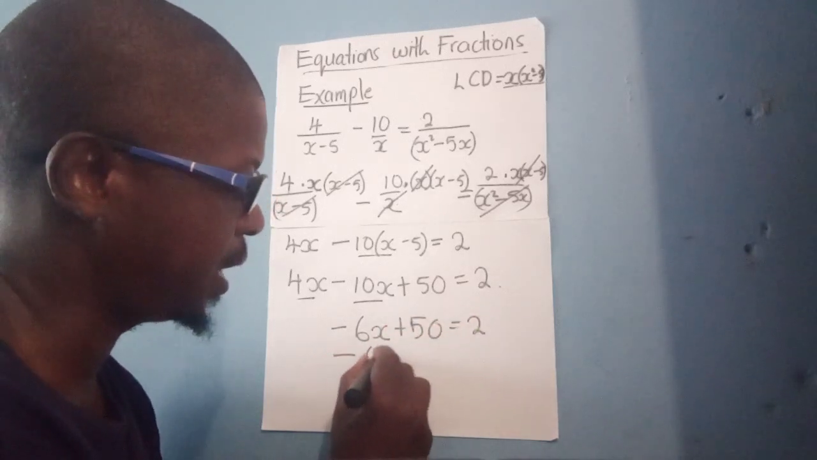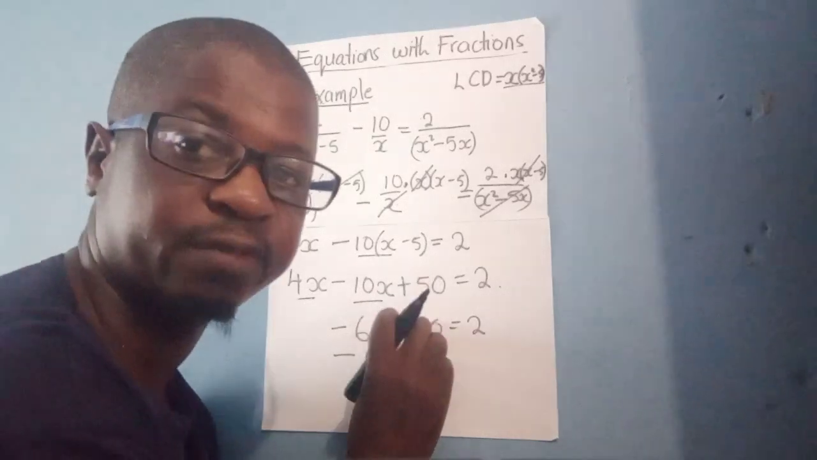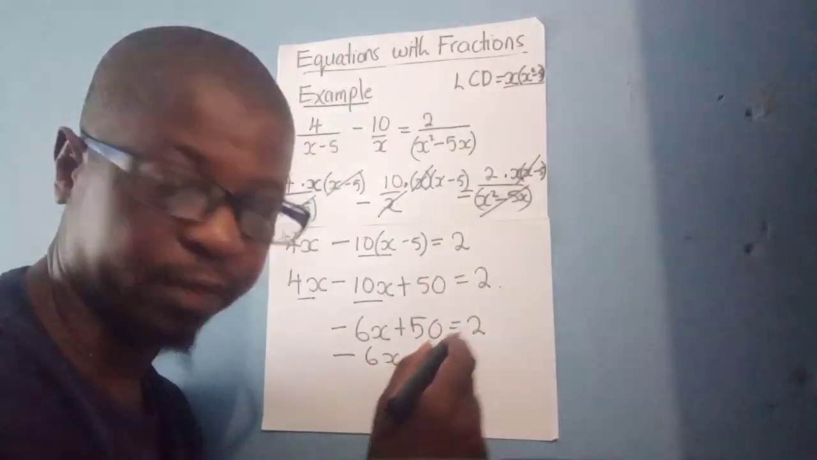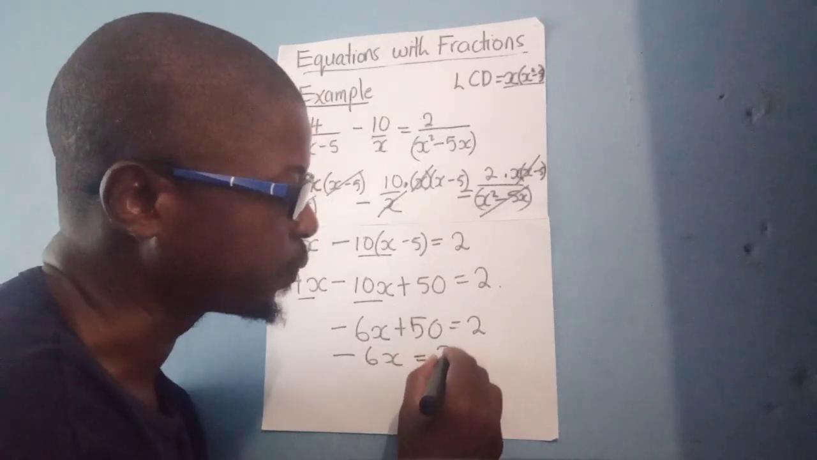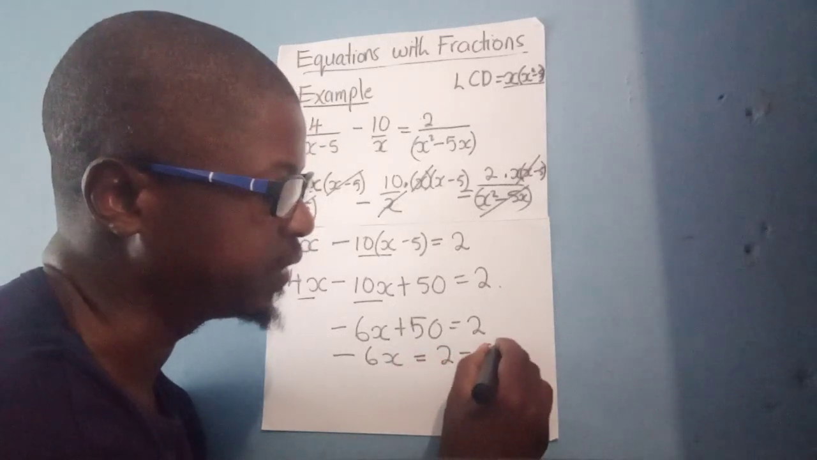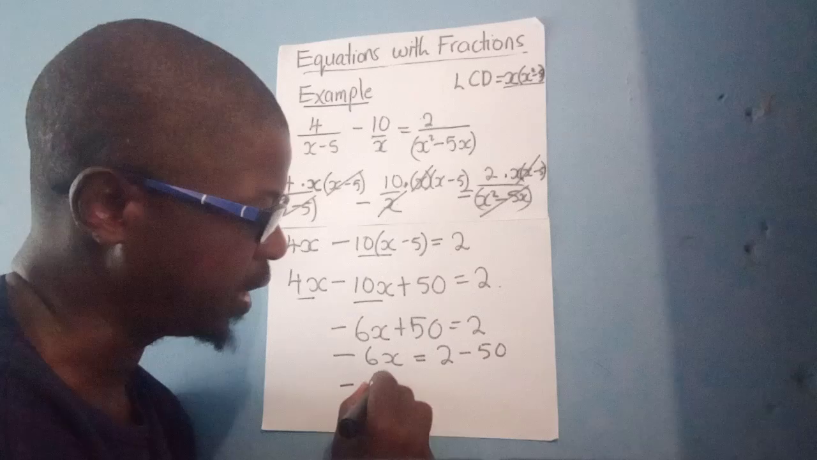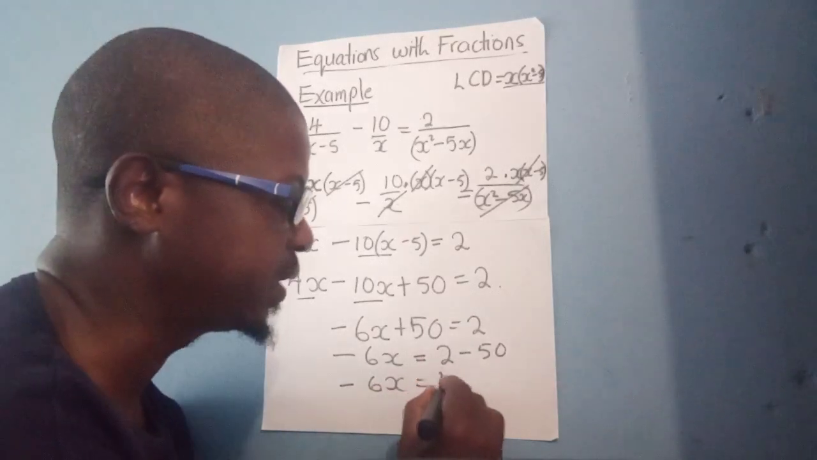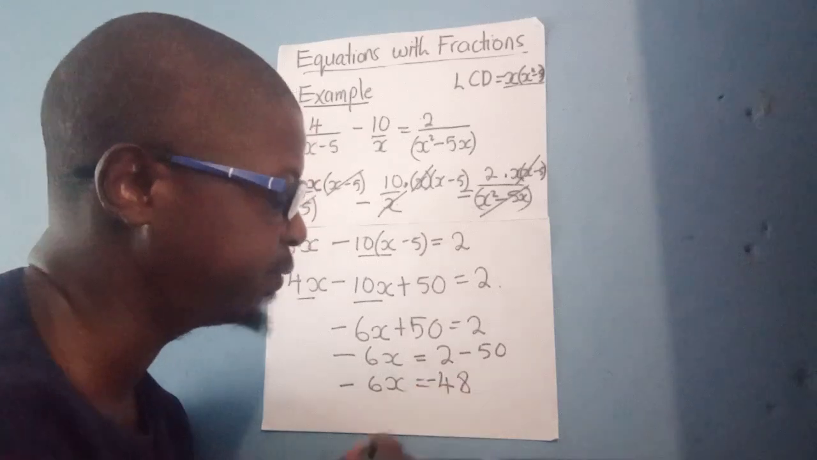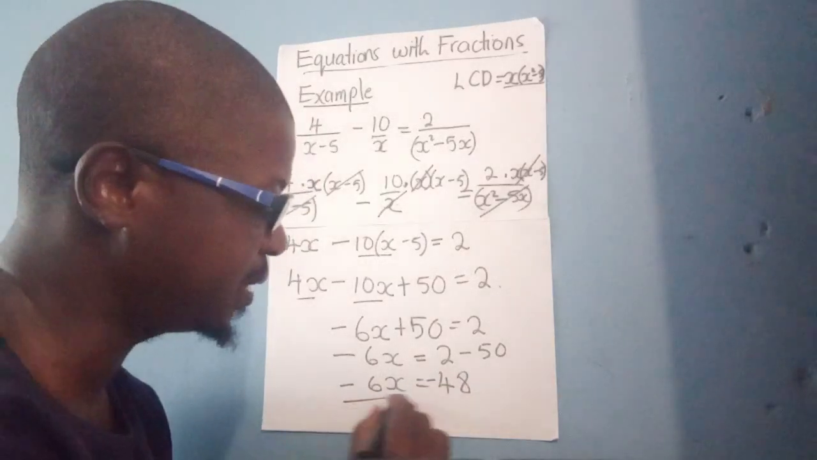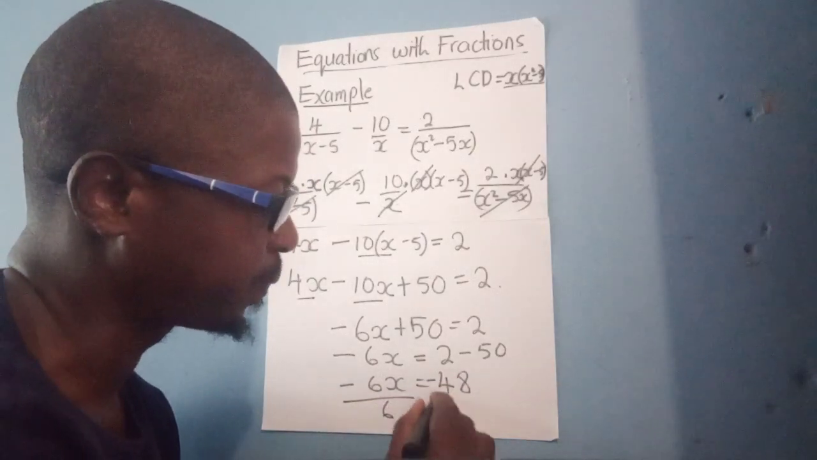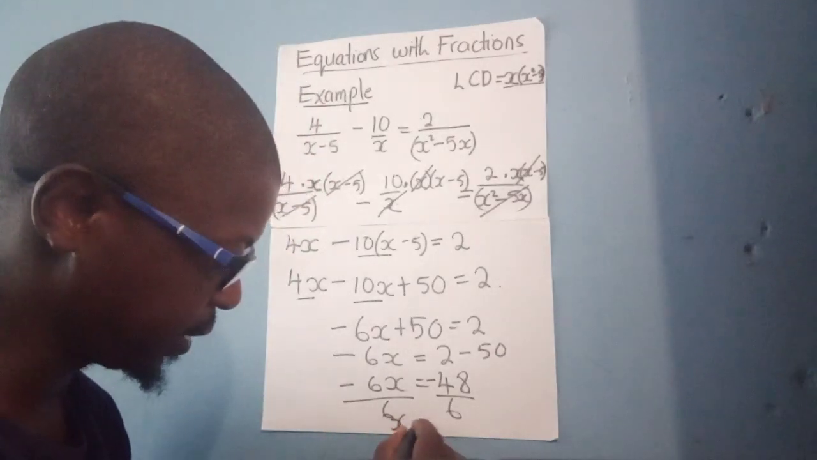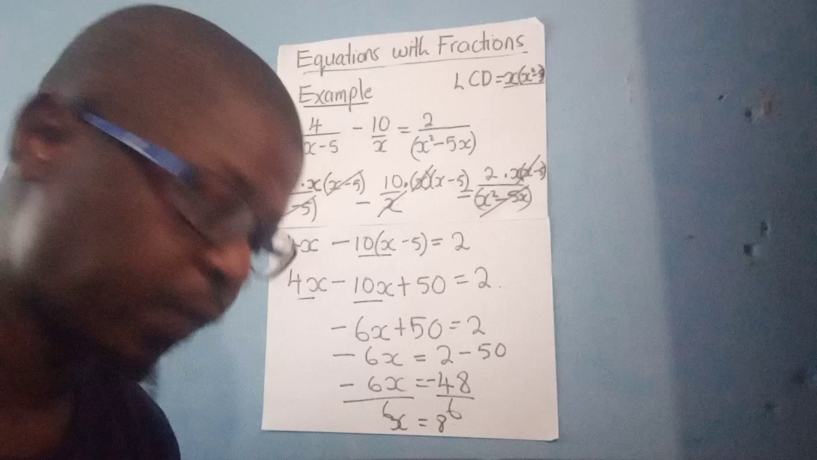So minus 6x here, I'll have to transpose our 50, which is a positive, to the right hand side of the equation where we have a 2 already. So the 50 is going to be a negative 50, and we eventually have negative 6x is equal to 2 minus 50. 2 minus 50 is negative 48. Divide both sides by negative 6, and x is equal to 8.